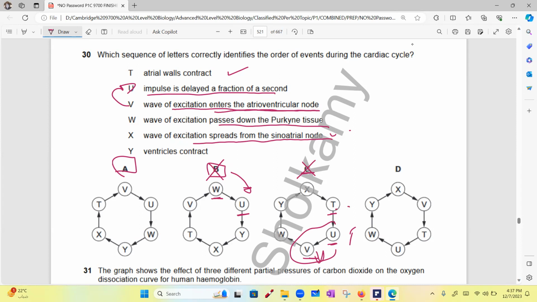Let's look at D. Does anyone have any questions? Let's look at D. Farouk. We start with X. The wave of excitation passes down the Purkinje tissue. And then V. The wave of excitation enters the atrioventricular node. Wrong. It's totally wrong. This is completely wrong. So A looks like it's the only right answer.